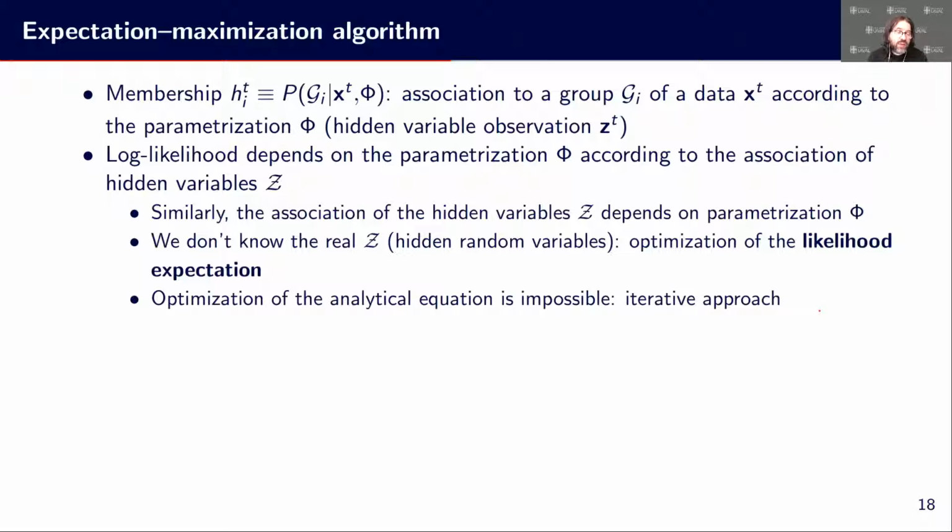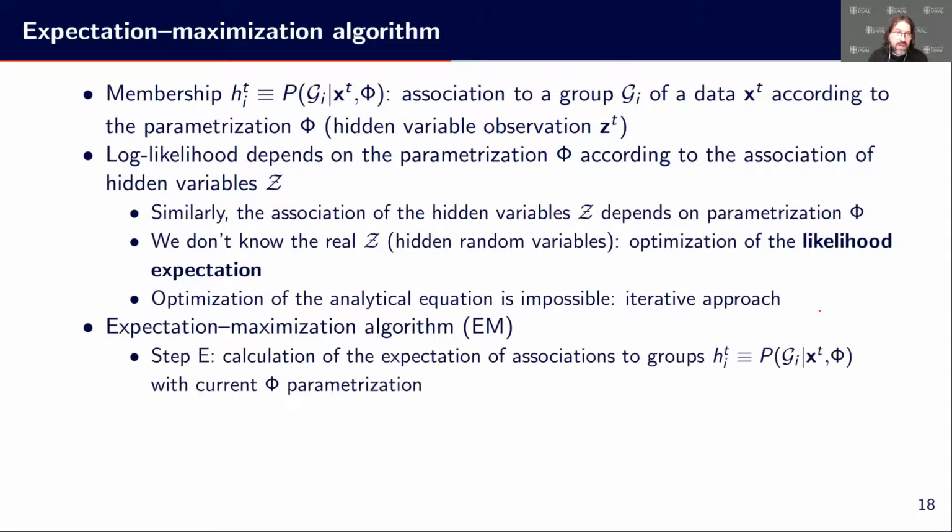And as with k-means, we are not able to get into development of analytical equations directly because the assignment h depends on the parameterization of the network, and the parameterization of the network depends on the assignment. So we need to be iterative instead of getting the analytical equation up front. And this is done with the expectation maximization algorithm, which is called EM. So EM is simply implementing this.